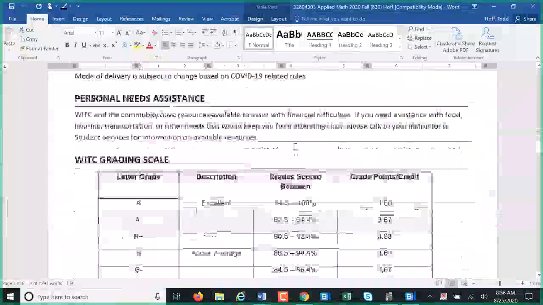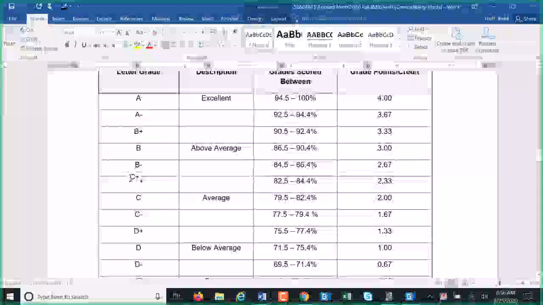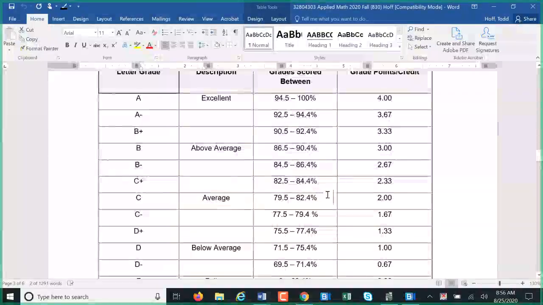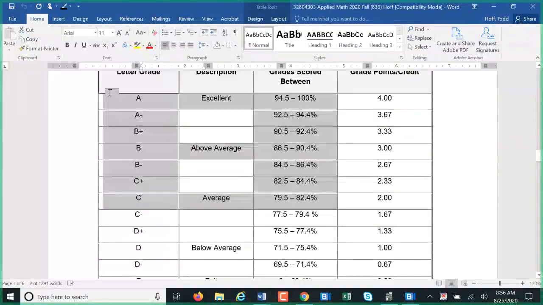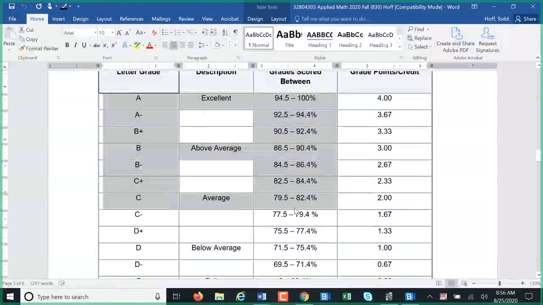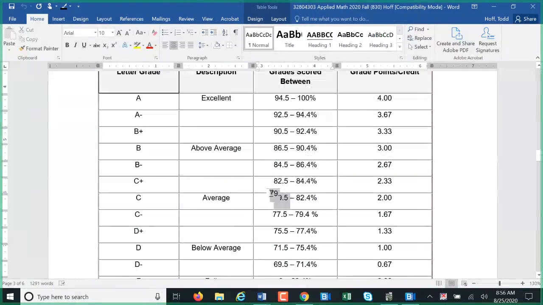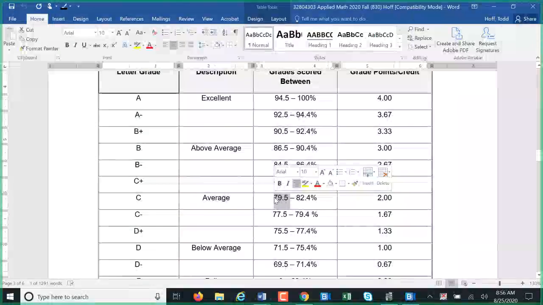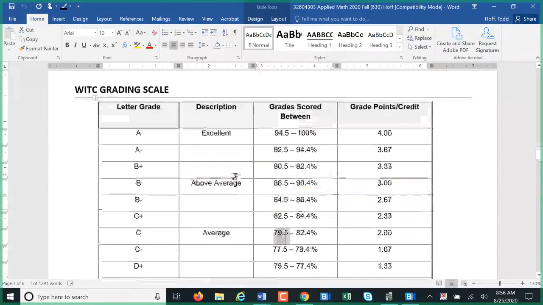The rest of this I'm going to scroll through quickly. Grading scale, standard WITC grading scale. For most of you, you're shooting for a C or better. If this is a prerequisite for other classes, you have to have at least a C, which means 79.5% or better is what you need if this is a prereq. Most of you will do better than that.